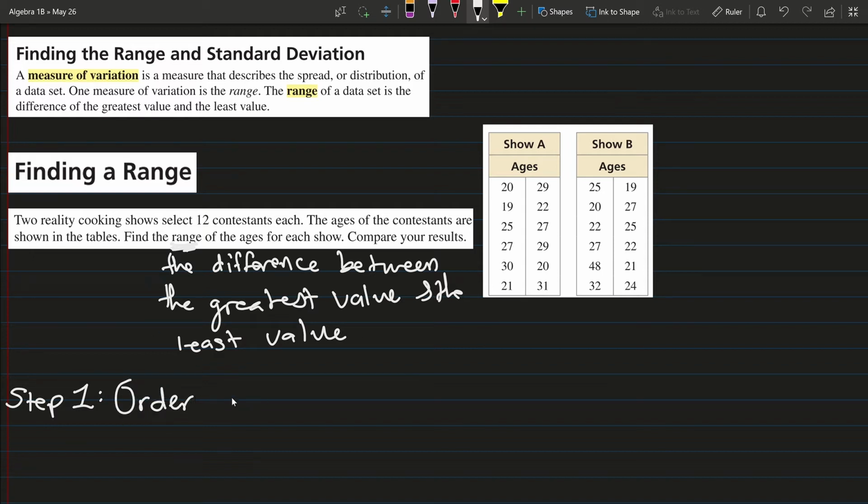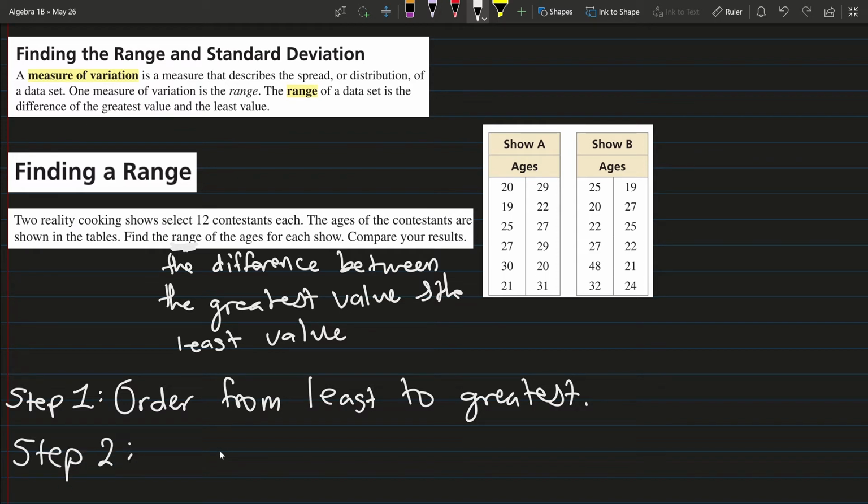Order from greatest to least. Oh, my bad. From least to greatest. Right? So we're going to go ahead and order these from least to greatest. And then step 2, we're going to find the range by finding the difference.